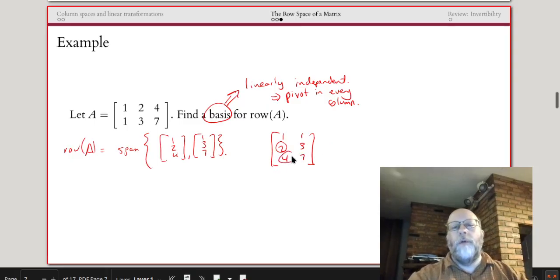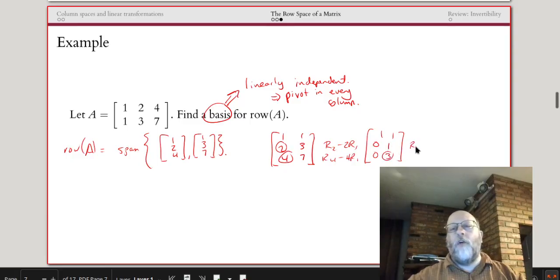row 2 minus 2 row 1, and row 4 minus 4 row 1. That's 1, 1. 2 minus 2 is 0. 3 minus 2 is 1. 4 minus 4 is 0. 7 minus 4 is 3. And then get rid of this 3. Row 3 minus 3 row 2 is 1, 1, 0, 1, 0, 0.